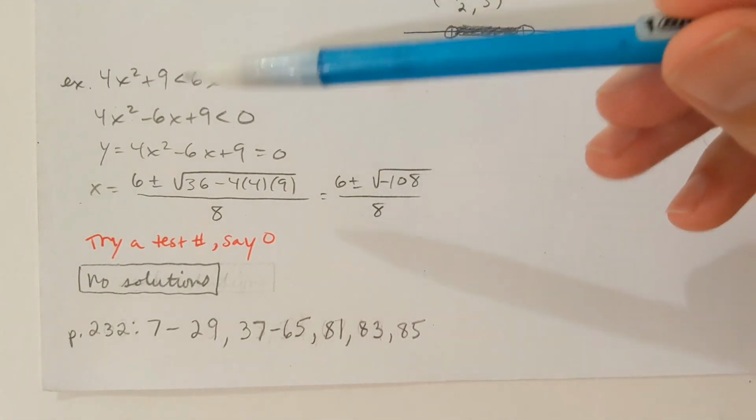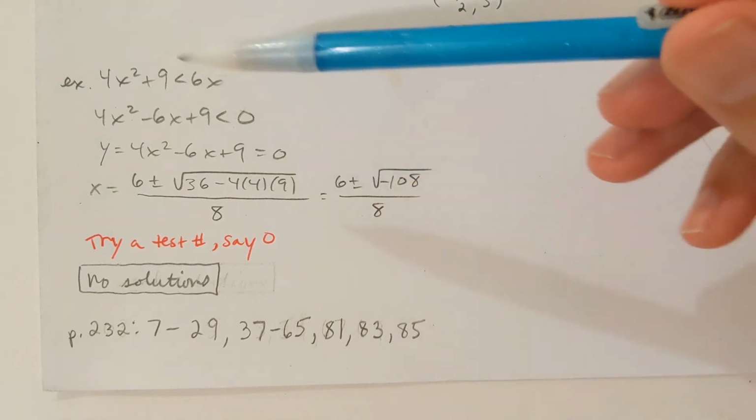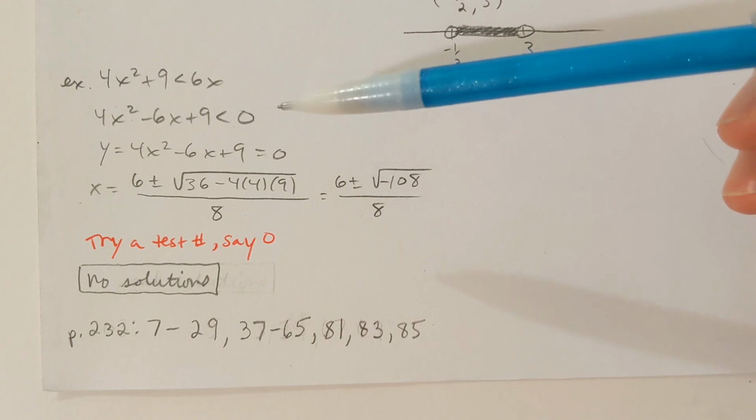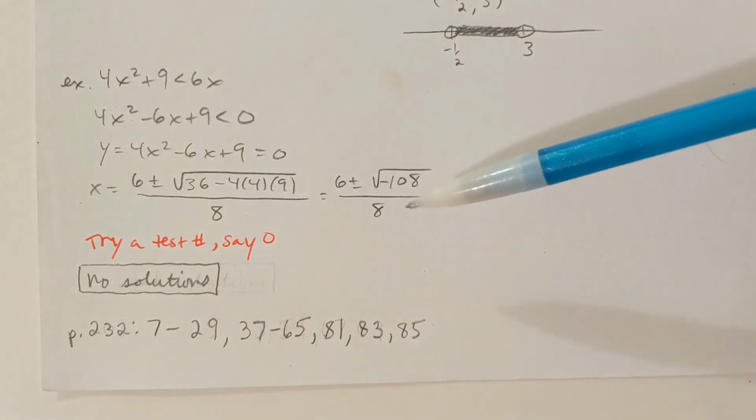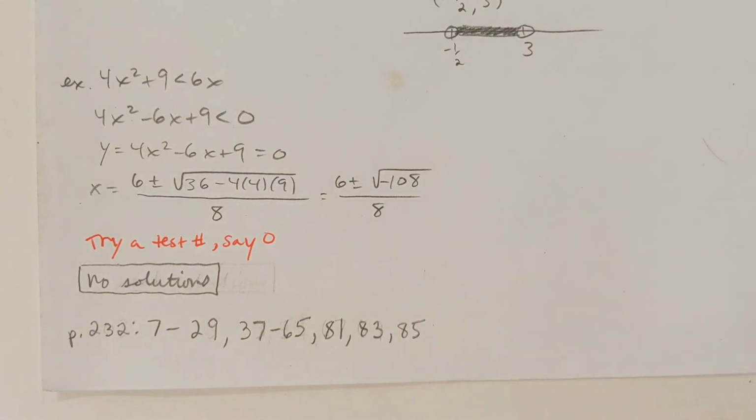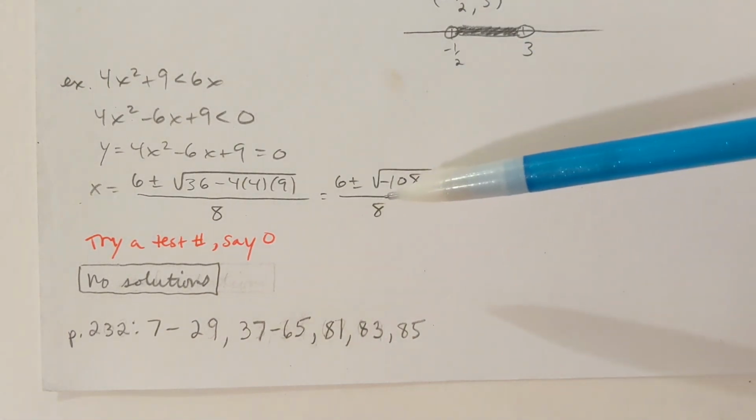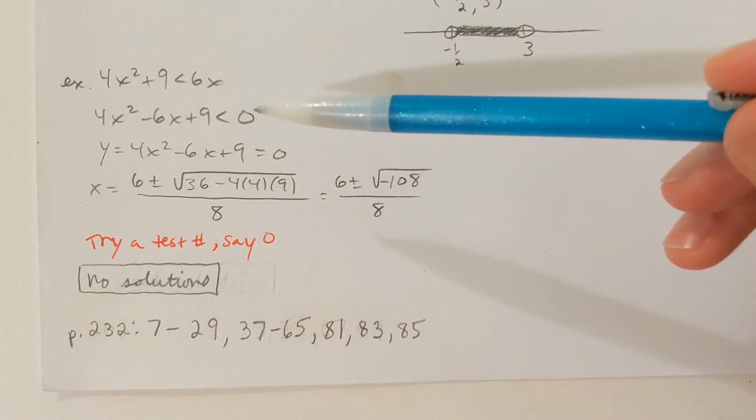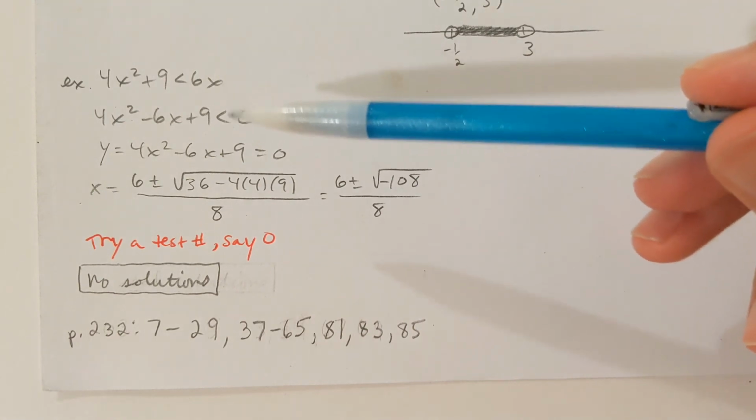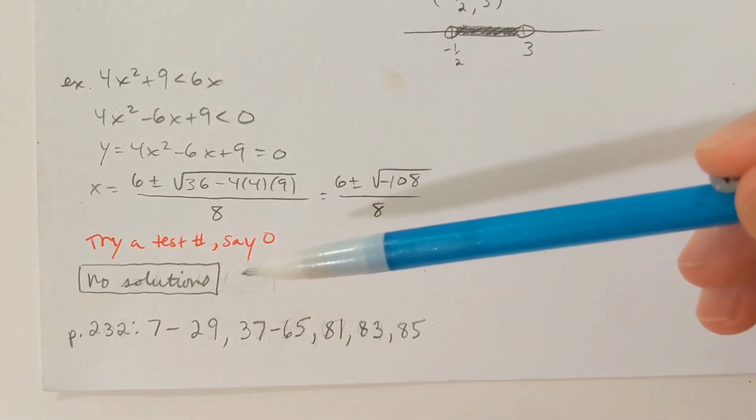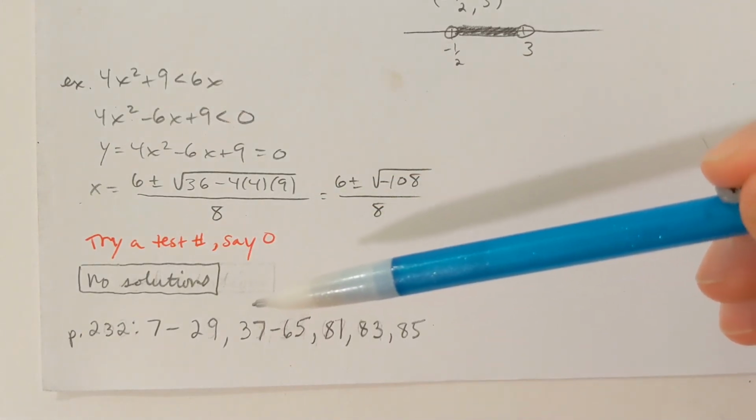Now what if I have this exact same problem, only I switch the sign? Well, I'd go through exactly the same procedure. I'd have exactly the same values of x. I'm not going to make a table, but I select a test value. Now this time if I select 0, then 9 is bigger than 0. That is true. 9 bigger than 0. And so my answer would be all real numbers.